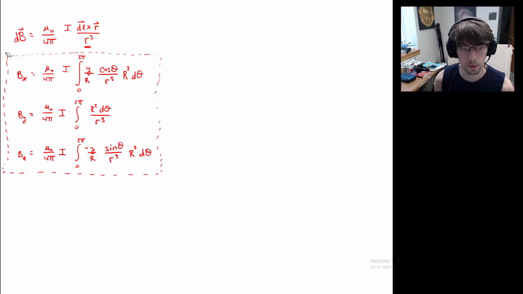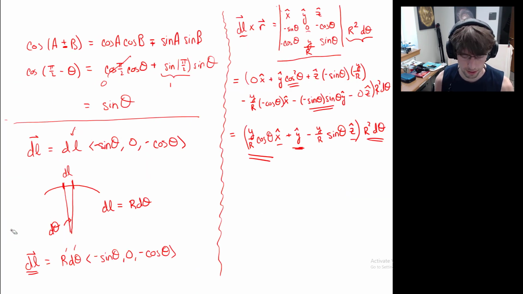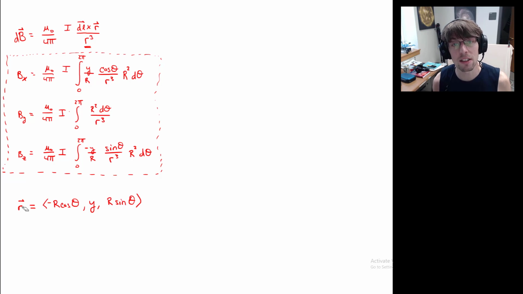Whew. I guess what we need to do, we better get this r vector. What is r equal to? Well, we had our relative position vector right here, so we better put that down. We had that our relative position vector was r cosine of theta, y, r sine of theta, with appropriate negative signs. Ugh, man, this is going to be ugly.